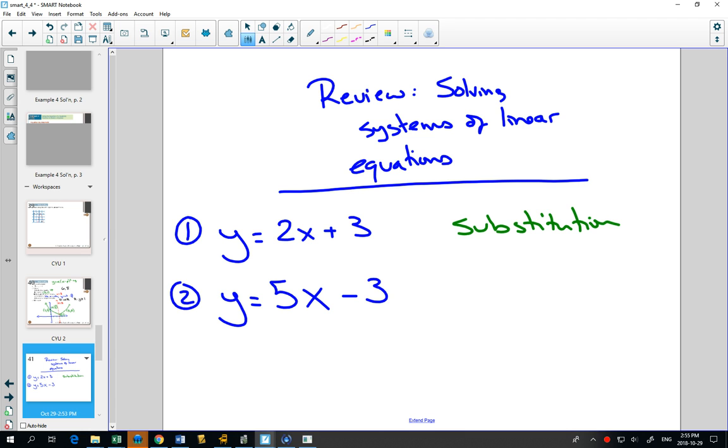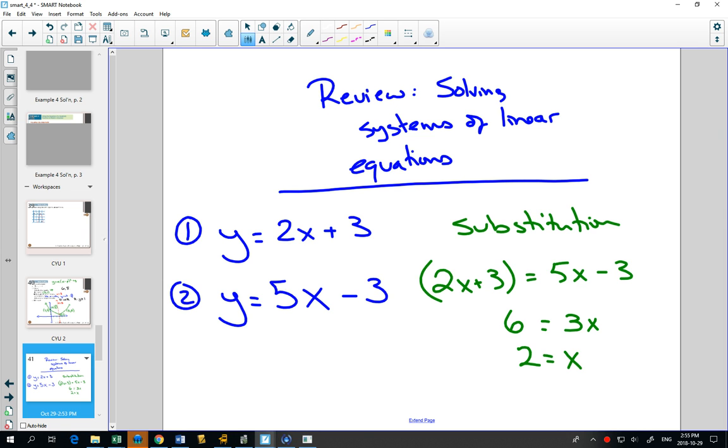So the substitution technique looked like this. I have these two equations. I know that y equals 2x plus 3. So that means in my second equation, instead of writing y, I could write 2x plus 3. If I did that, I could combine my like terms, move my 2x over to this side, which would give me 3x, add 3 to both sides, which would give me 6, and it would tell me x has to be 2.